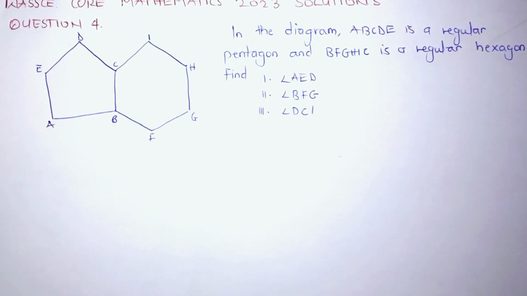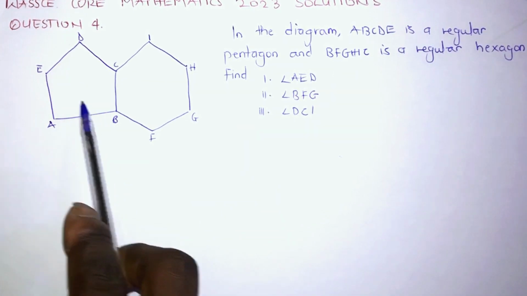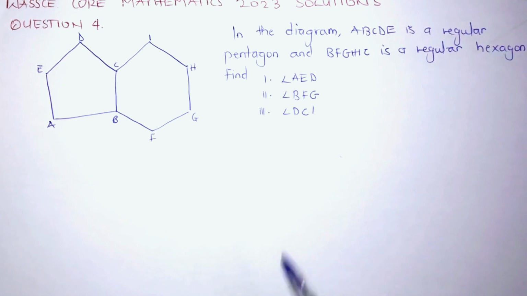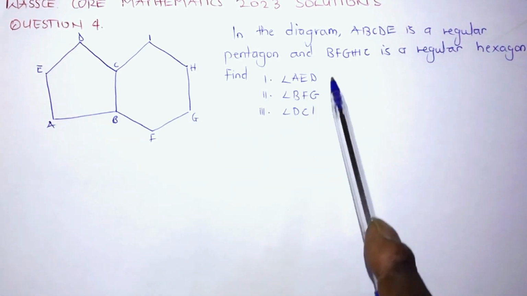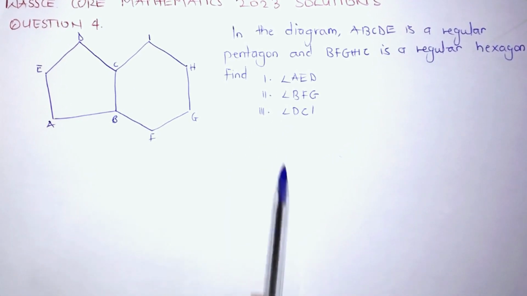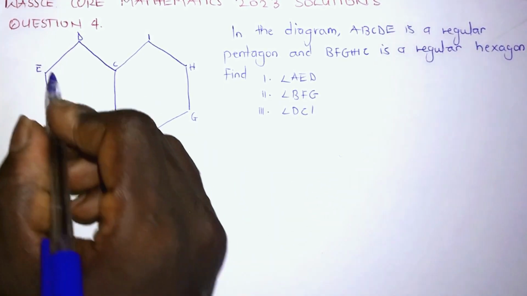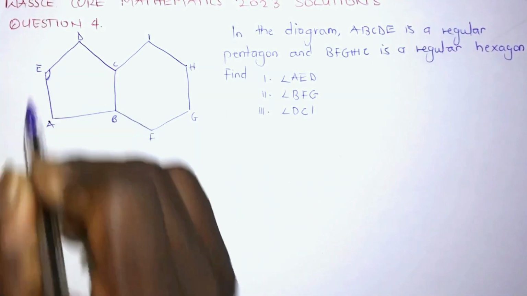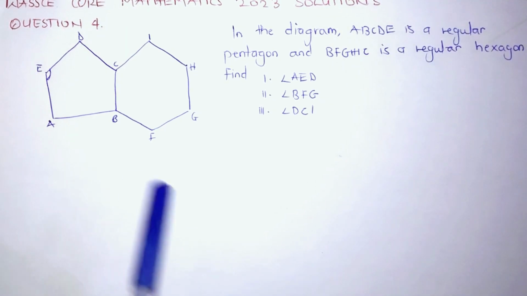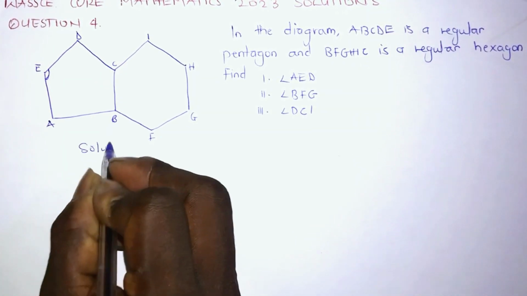Okay, so question 4. In the diagram, A, B, C, D, E is a pentagon, and B, F, G, H, I, C is a regular hexagon. So we are asked to find angle AED. Now realize that angle AED is one of the interior angles of the pentagon. So the solution.